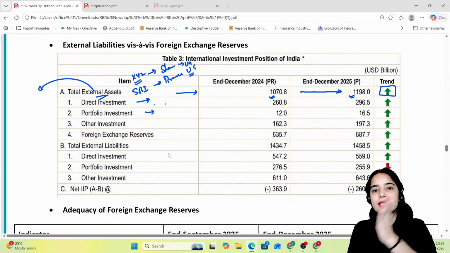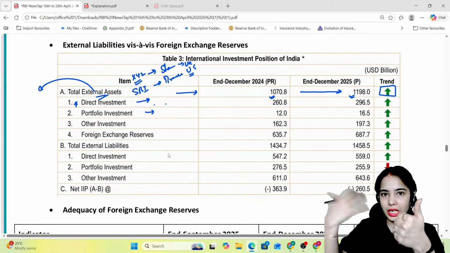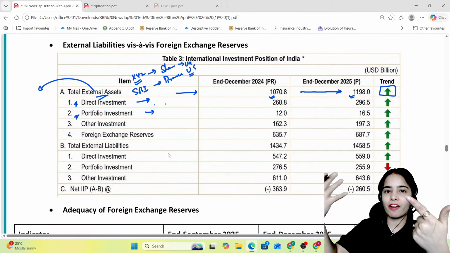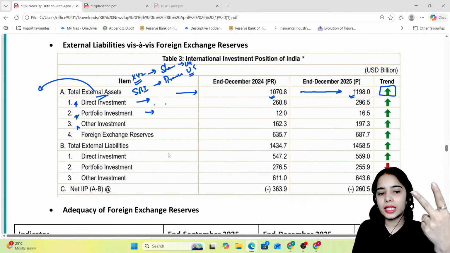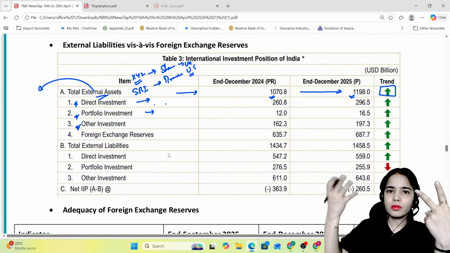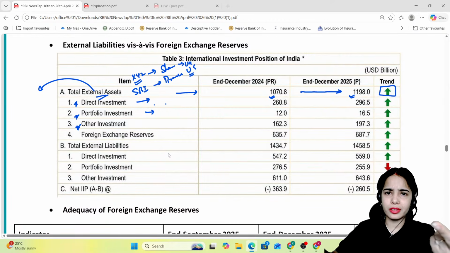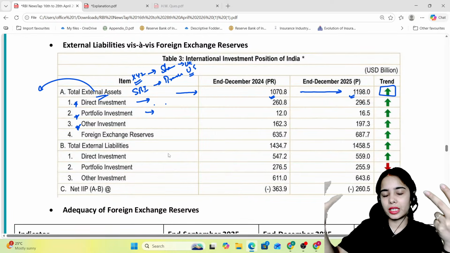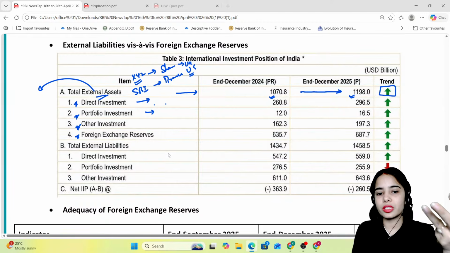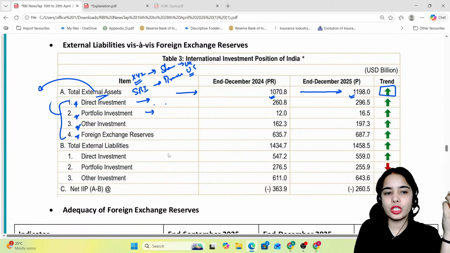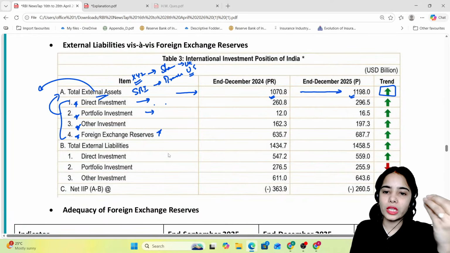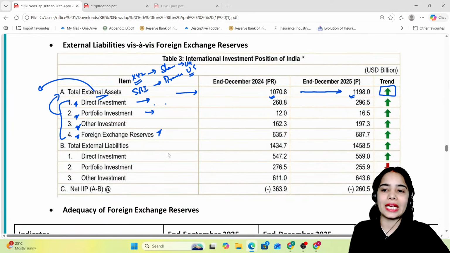So the total external assets include the direct investment that we have done in other countries, the portfolio investment, the shares, the bonds, the derivatives that we have bought in other countries, and other investment, which is basically the credit and trade credits that we have given, and the foreign exchange reserves that we have. All of this constitutes the total external assets. So total external assets have increased from $1,070 billion to $1,198 billion.